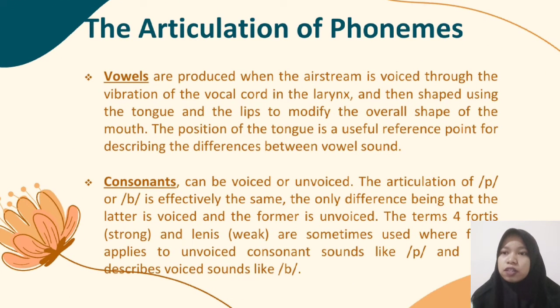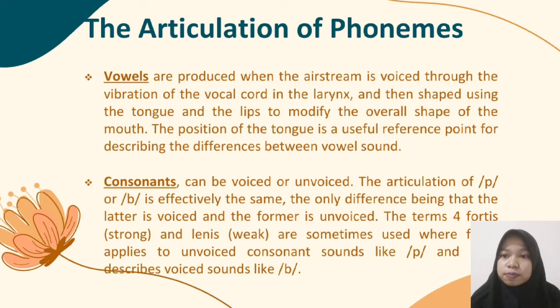Then about the articulation of phonemes, vowels and consonants. Vowels are produced when the air stream is voiced through the vibration of the vocal cord in the larynx, and then shaped using the tongue and the lips to modify the overall shape of the mouth. The position of the tongue is a useful reference point for describing the differences between vowel sounds.